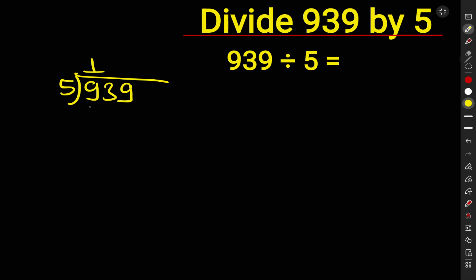5 times 1 is 5. On subtracting we get 4. So now we put down this 3 and it is 43.